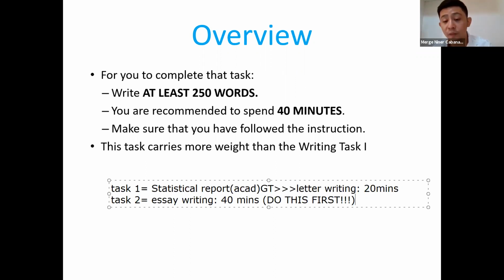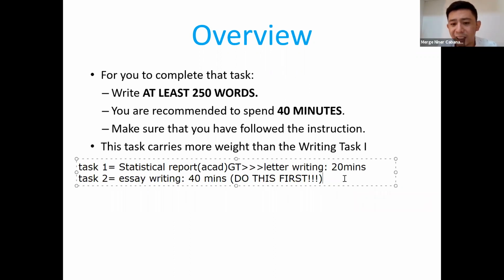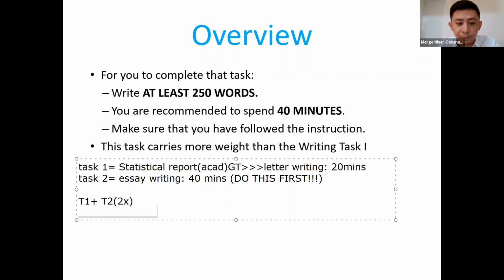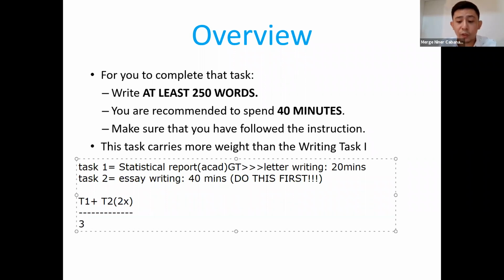I want you to put more of your effort into task 2 because task 2 carries 67% of your total writing band score. Just to give you an overview of how your writing task is calculated, all right? Your task 1 score will be added to your task 2 score, but before that, task 2 will be multiplied by 2 first. And then the total will be divided by 3, meaning that 2/3 of your score will come from your task 2.